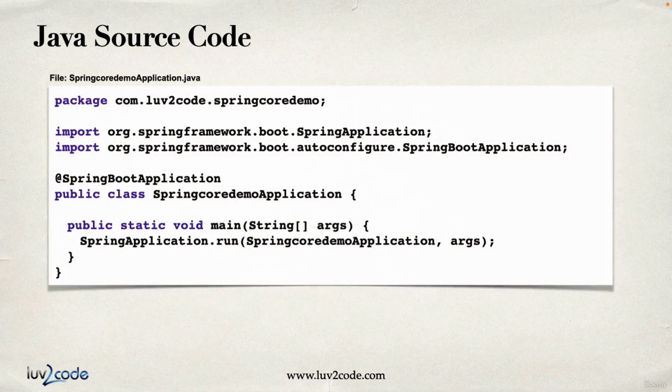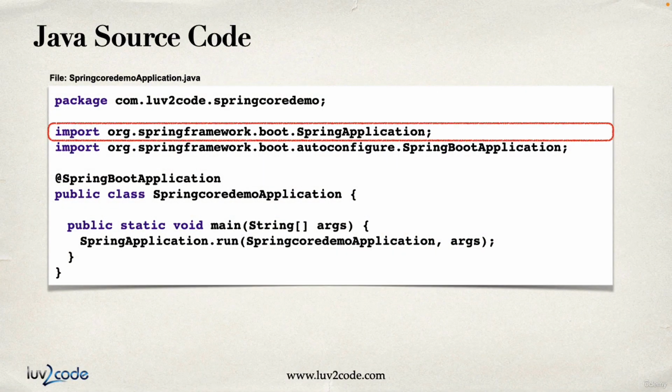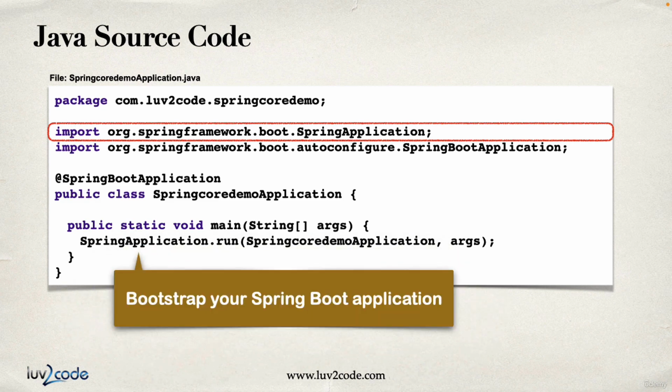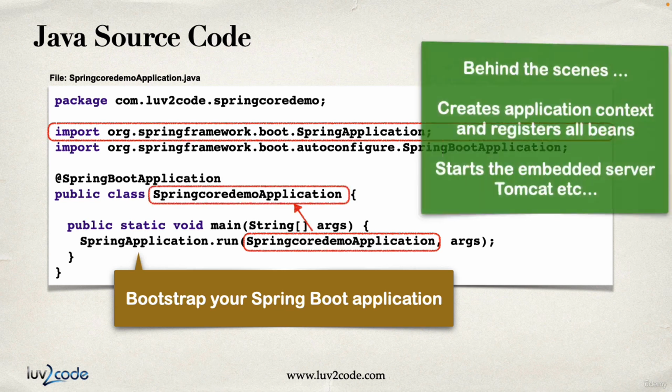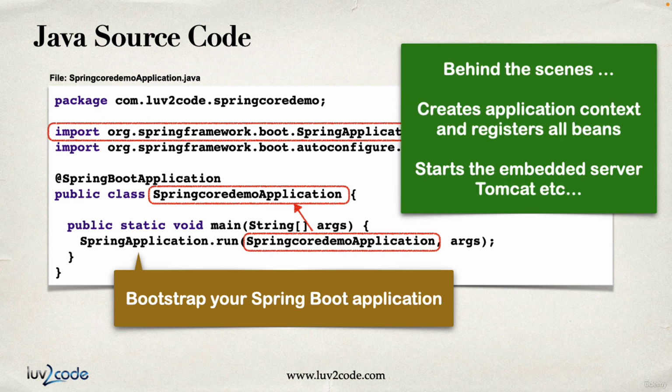And now back to our Java source code. So we know the information here about the @SpringBootApplication. Next, we have this SpringApplication, and this allows us to bootstrap our Spring Boot application. Then we give a reference here to the actual name of our class, in this case, SpringCoreDemoApplication. So behind the scenes, this will create the application context, register all the beans, and also start the embedded server such as Tomcat, etc. by default.